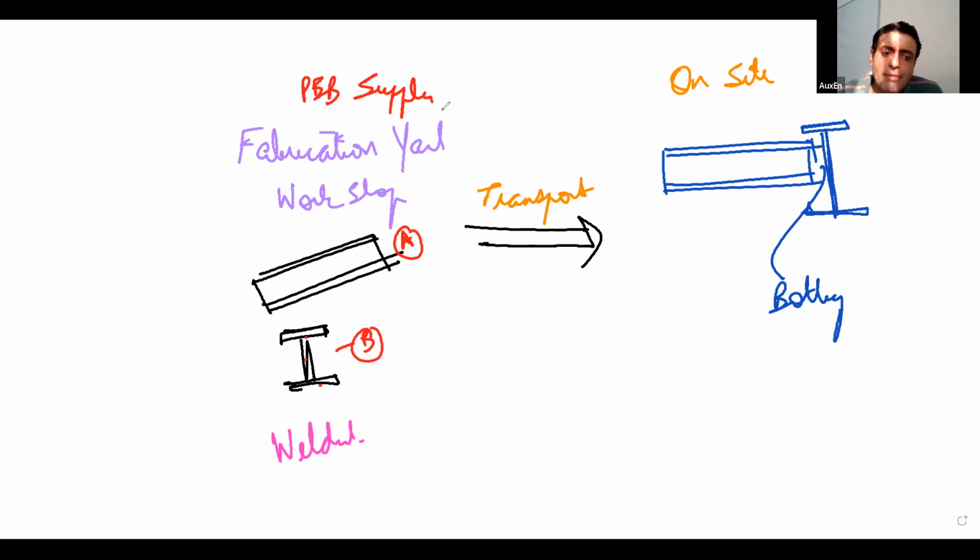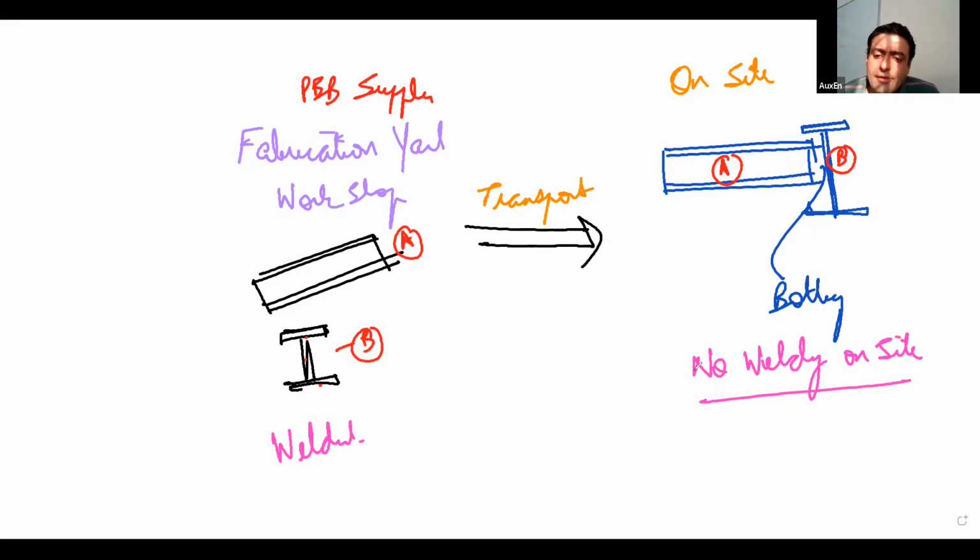This thing has to be kept in mind. This A piece and this B piece on site will be assembled by bolting each other. So the beauty of PEB systems is that we do not want any sort of welding on site. So no welding on site. Remember this thing. Why don't we want to allow welding on site, or why is welding on site not preferred?